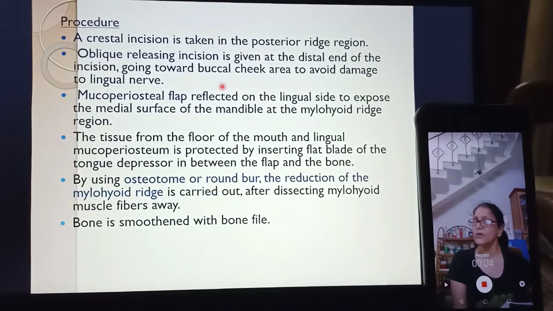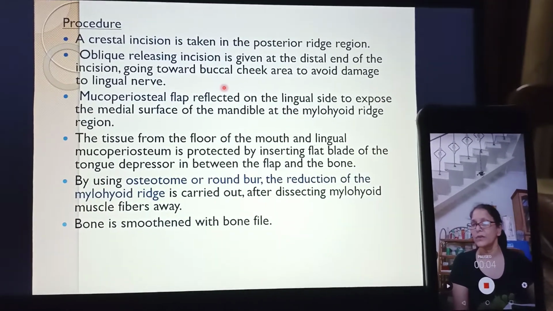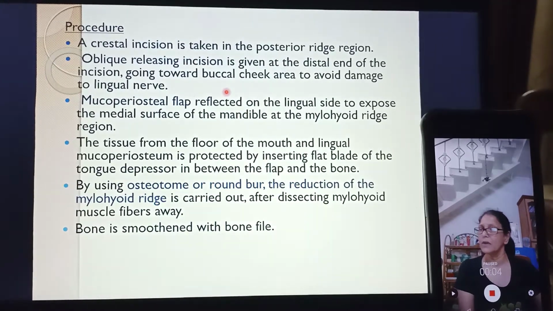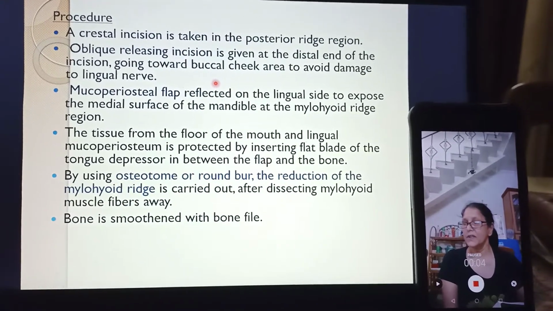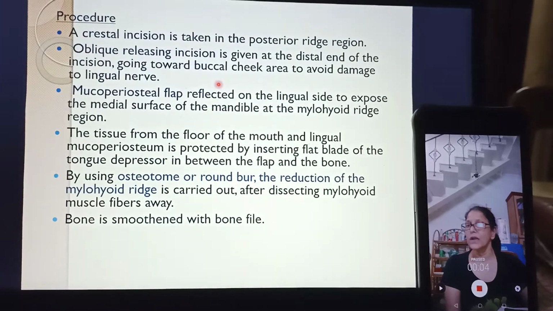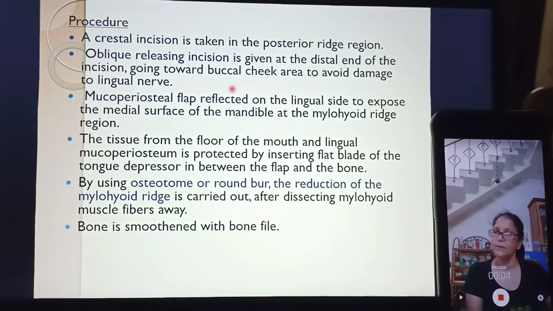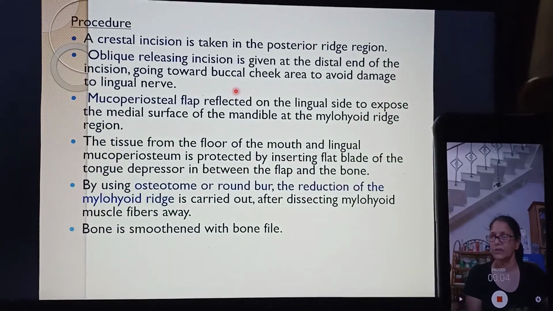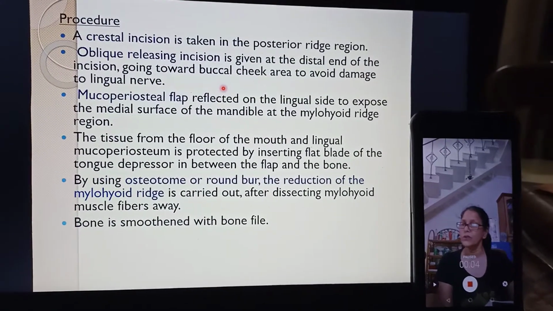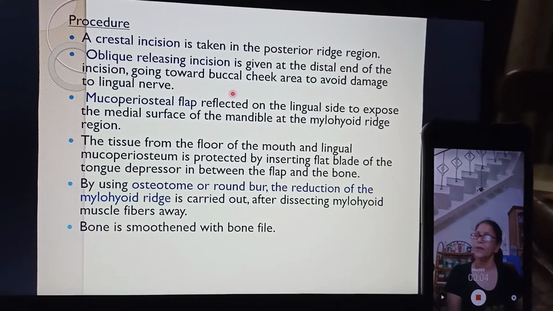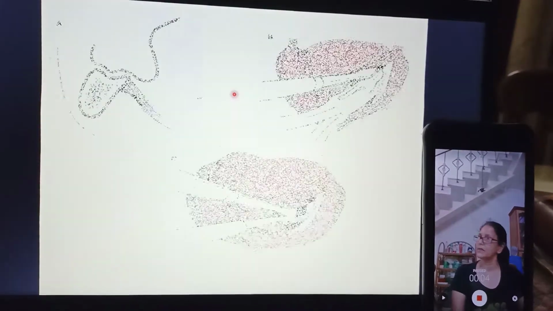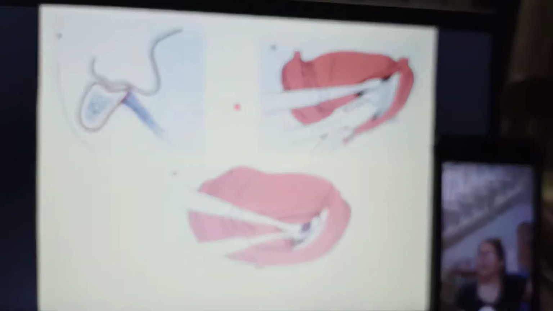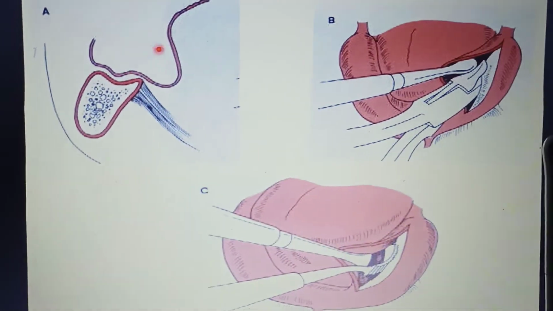Now you can use an osteotome or you can use a rotary instrument for the reduction of the mylohyoid ridge. After that, very important is that you dissect the mylohyoid muscle fibers away from the mylohyoid ridge. Then the bone is smoothened using the bone file, and then primary closure can be achieved. So that is the diagrammatic representation.